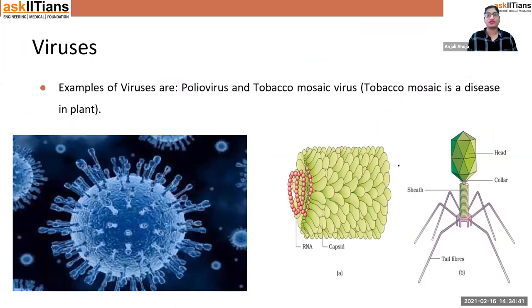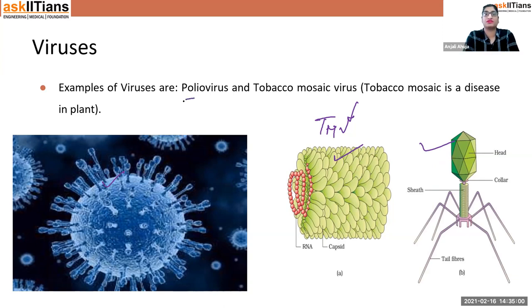Let me show you some different types of viruses. This is TMV, tobacco mosaic virus. This is bacteriophage, the same I showed you. This is coronavirus. It's having the lipid and the spikes. These are the examples, polio virus.